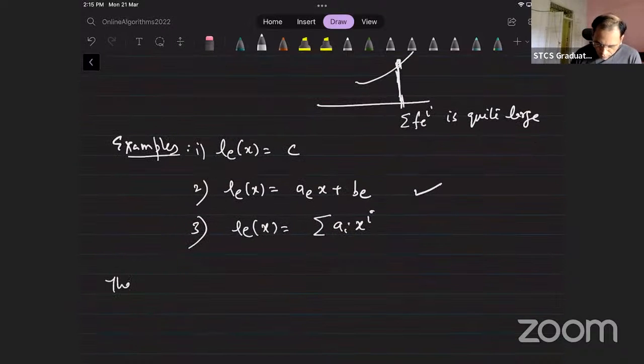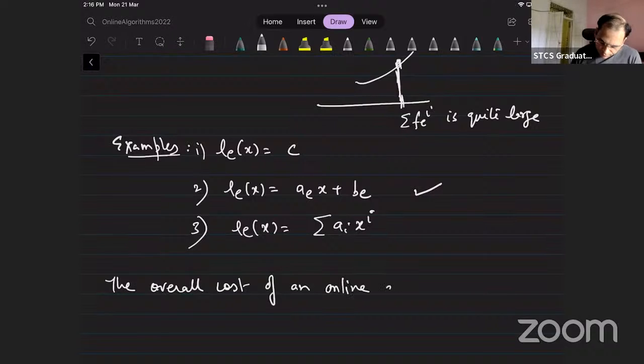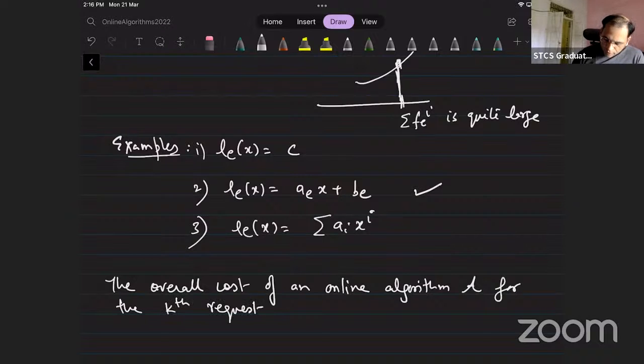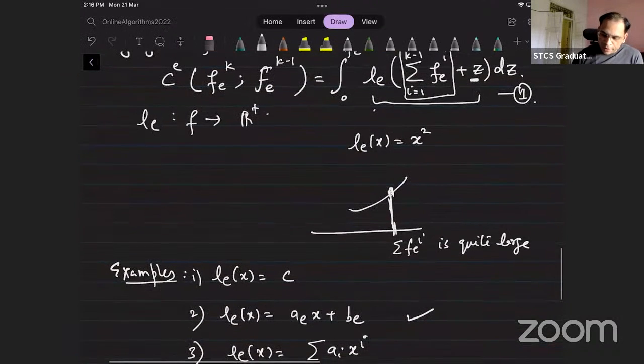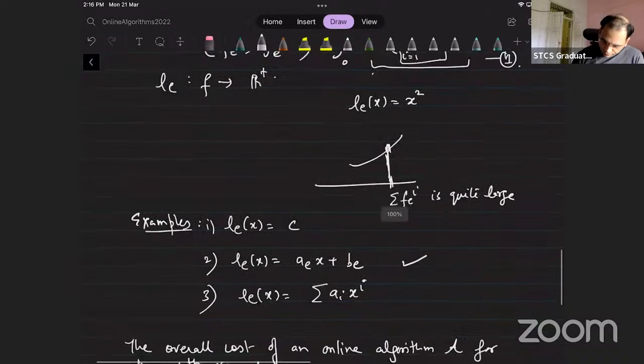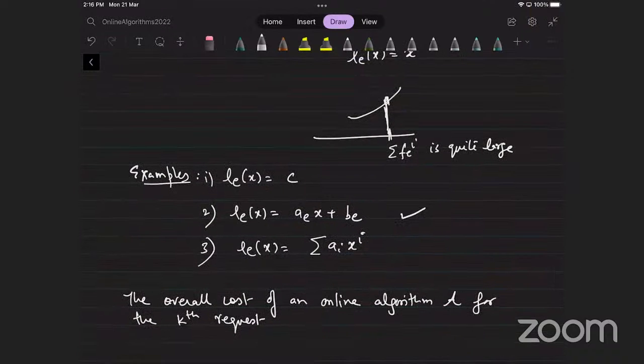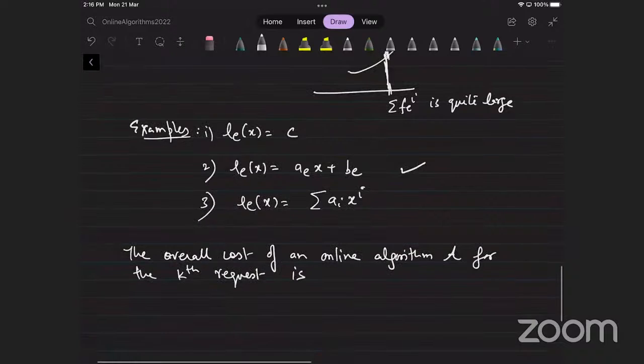So the overall cost of an online algorithm A for the kth request is obtained by summing this equation number 1 over all edges through which flow is going. So overall cost. What does that C indicate?